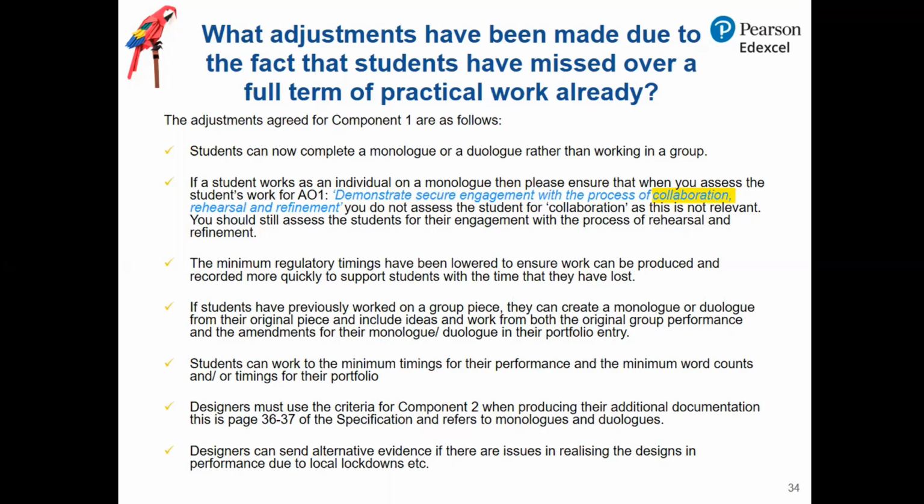Designers must use the criteria for component 2 when producing their additional documentation. This is on page 36 to 37 of the specification and refers to monologues and duologues. Designers can send alternative evidence if there are issues in realising the designs in performance due to local lockdowns, etc.